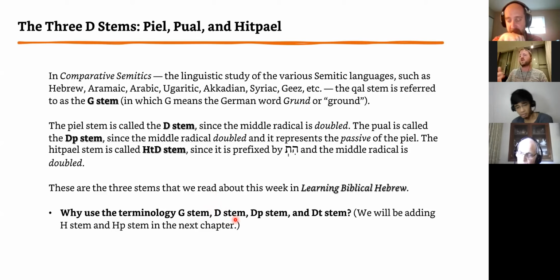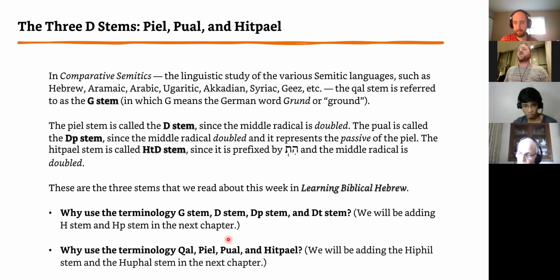Okay, so it allows us to speak about what happens in the various Semitic languages and to compare them one to another. We're going to be adding the H stem and the HP stem. That's H is Hithpael, which we're going to learn in the next chapter, and HP is the Hithpael passive, which is Hufal. We're going to learn in the next chapter.